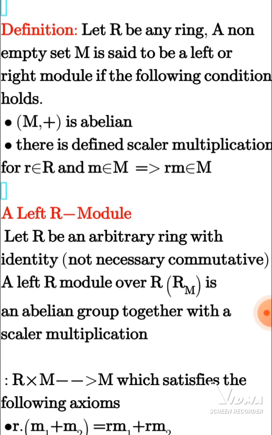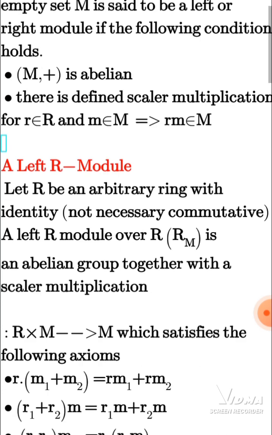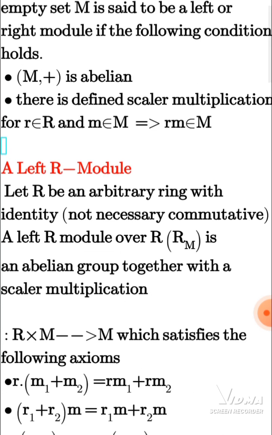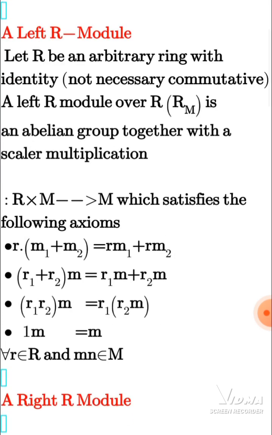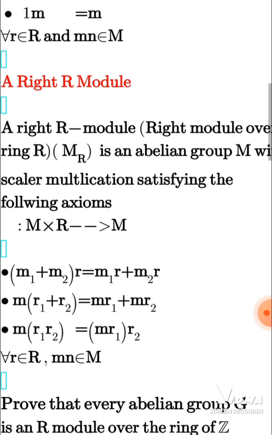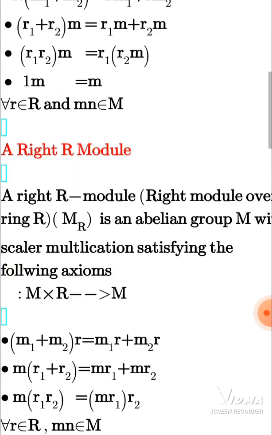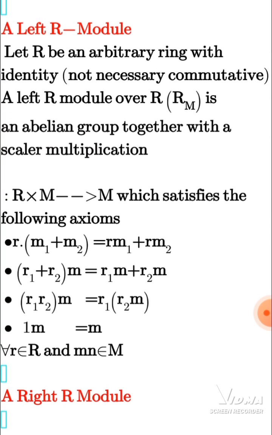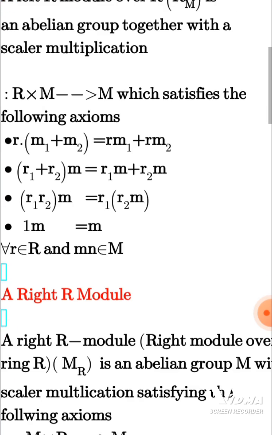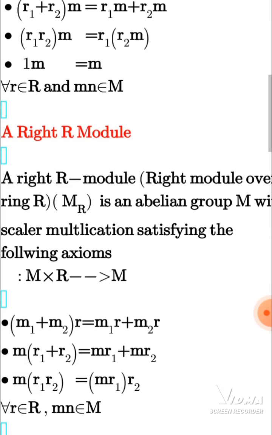So a left R module over R, we can also call it a left module over R, is an abelian group. Now one amazing thing about both left R module and right R module is that they are both an abelian group together with a scalar multiplication, and they must satisfy the following axioms. So you can see the axioms there. Now for a right R module, you can see the left R module is represented as RM. Do you understand?